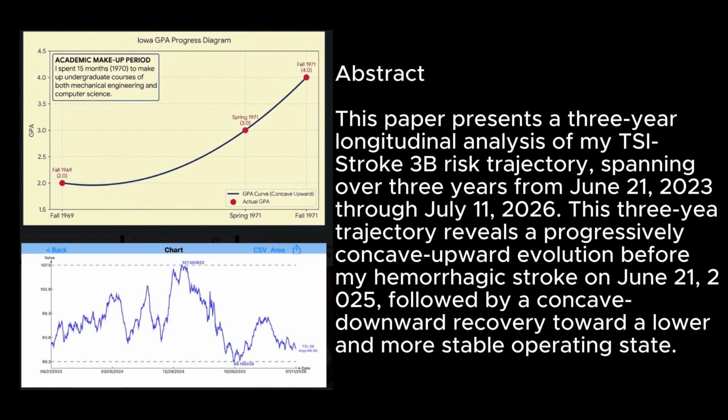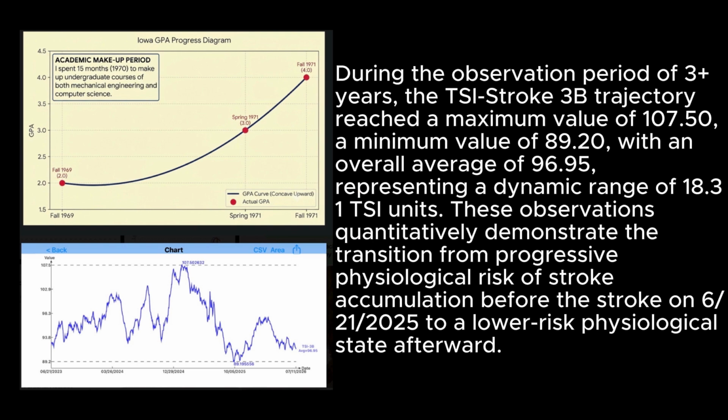This 3-year trajectory reveals a progressively concave upward evolution before my hemorrhagic stroke on June 21, 2025, followed by a concave downward recovery toward a lower and more stable operating state. During the observation period of 3 years, the TSI-Stroke3B trajectory reached a maximum value of 107.50, a minimum value of 89.20, with an overall average of 96.95, representing a dynamic range of 18.31 TSI units. These observations quantitatively demonstrate the transition from progressive physiological risk of stroke accumulation before the stroke on June 21, 2025 to a lower-risk physiological state afterward.